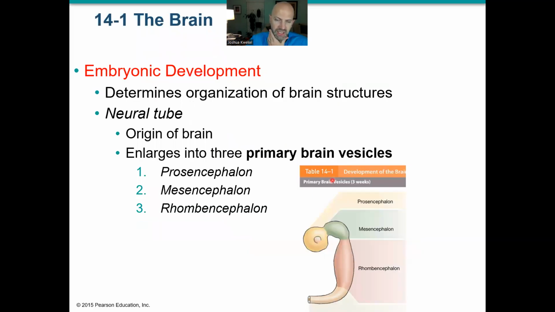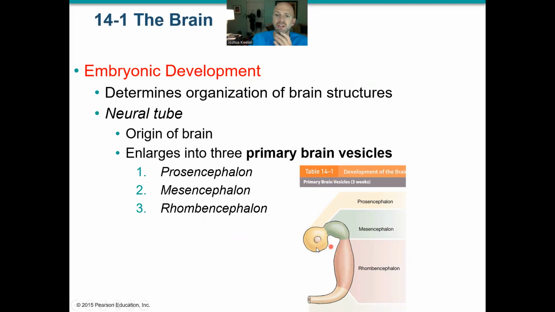Just a few notes here on embryonic development. I am not going to ask you about these, so don't worry about memorizing them. But if you are going on in human anatomy and biology, they might expect you to know some of these terms. So it's maybe a good idea just to get familiar with some of these terms developmentally.